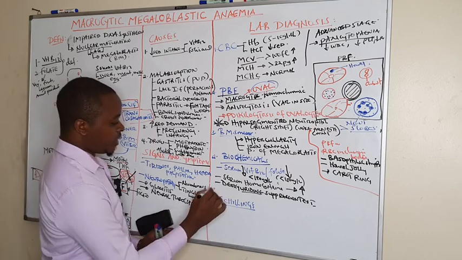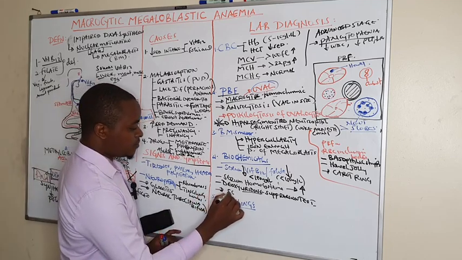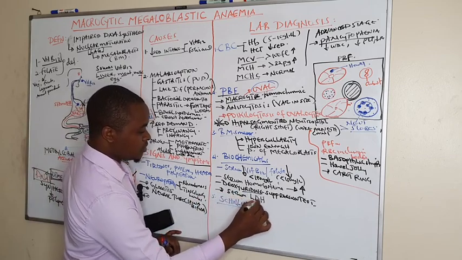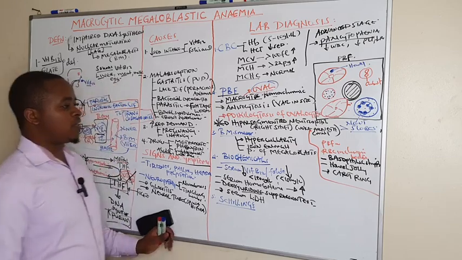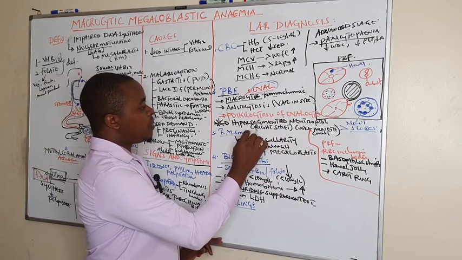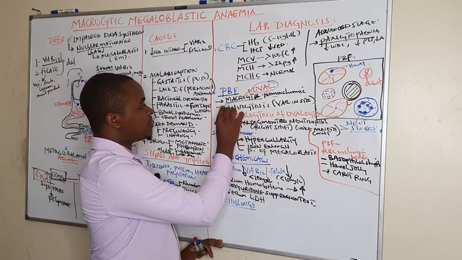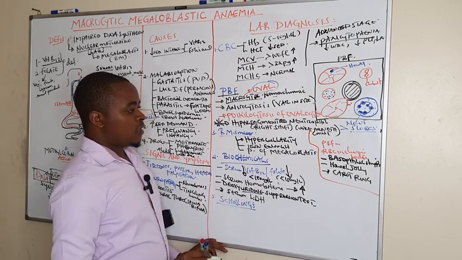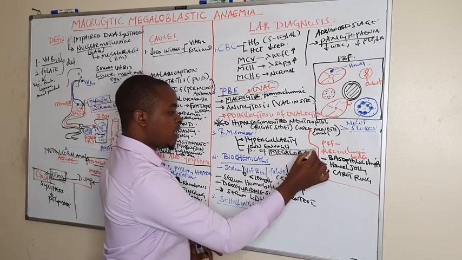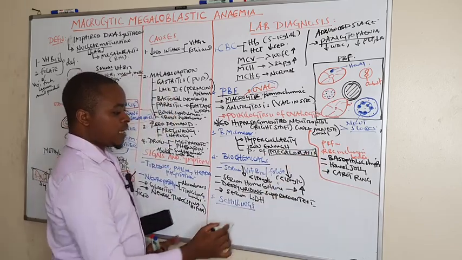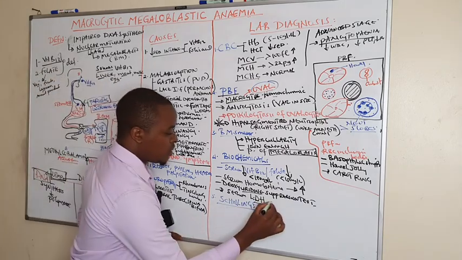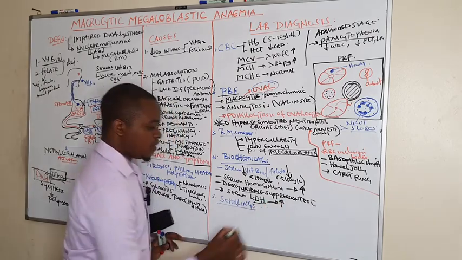And another thing we can do is serum lactate dehydrogenase, LDH, due to increased breakdown of these megaloblasts. We shall see in the bone marrow, due to the presence of megaloblasts, these megaloblasts are destroyed within the bone marrow. And when they are destroyed, they can lead to increased levels of LDH. So you find LDH levels are high.